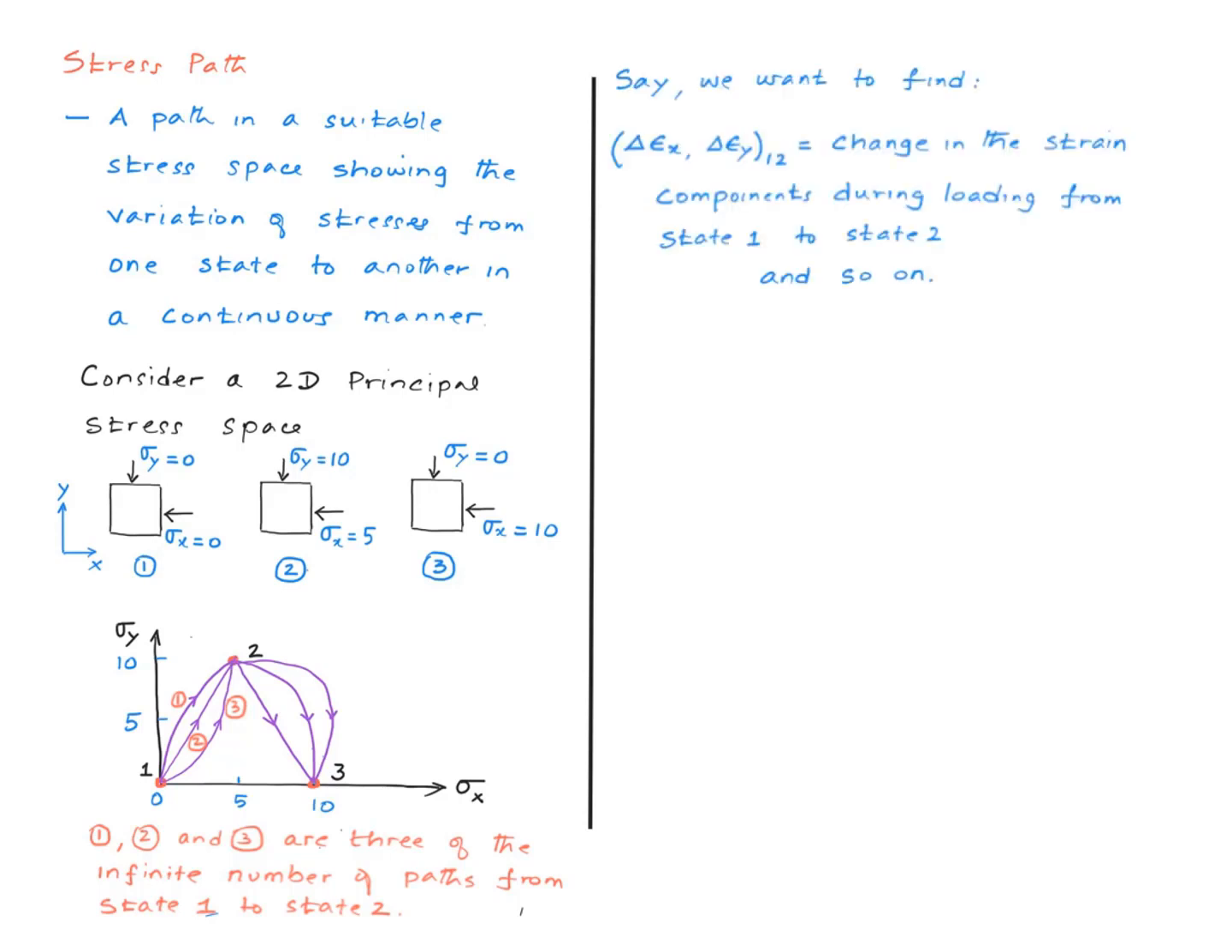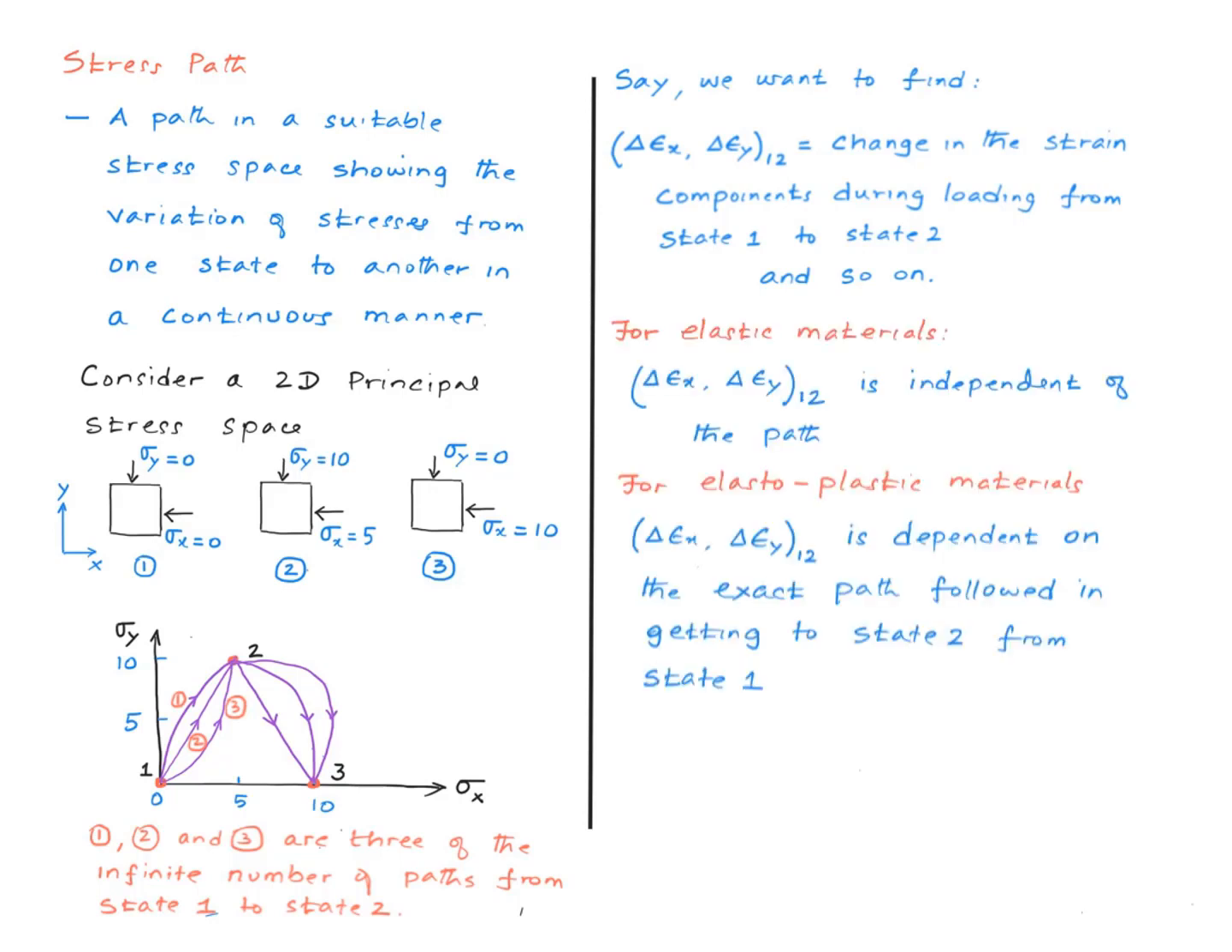This is why. Supposing I'm interested in finding the strain components, delta epsilon x and delta epsilon y, as we go from point 1 to point 2. It turns out that for purely elastic materials, this change in the strain components is independent of the path that you follow as you go from point 1 to point 2. But that's not true for elastoplastic material, that is, a material that shows both elastic and plastic behaviors. The change depends on the exact path that you follow as you go from point 1 to point 2.